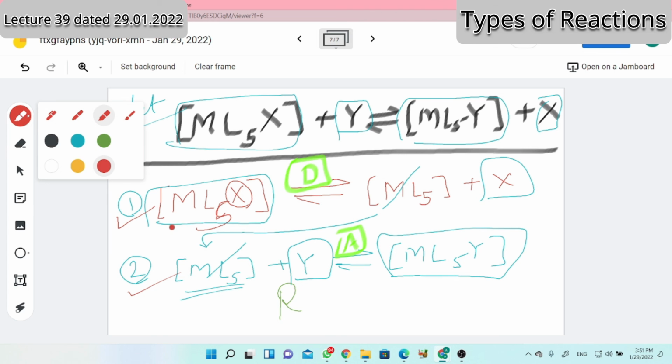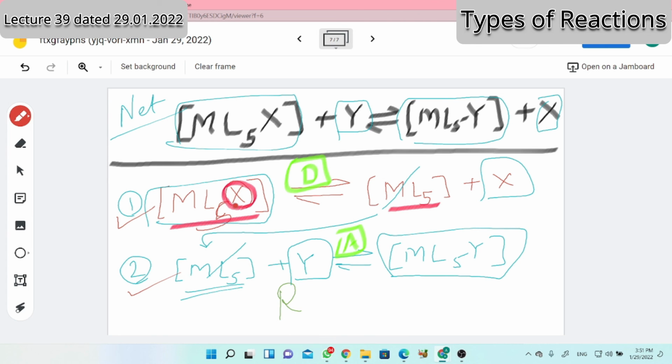Now see, in the complex 6 ligands are there. Here only 5 ligands are there. So what has happened? One of the ligands is removed. It is as if 6 fingers are there and one finger is removed. Example I am giving: one of the staff members is removed. That is the first step. Second step, because of that removal, vacancy is there now. Space is there.